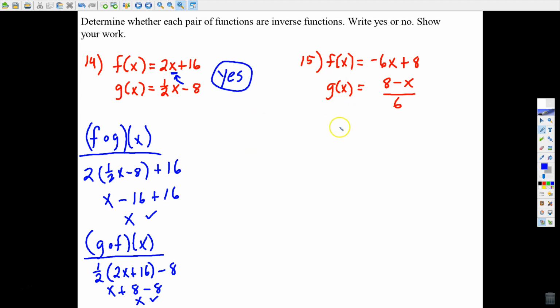Okay, same thing on number 15. We'll start with f of g of x, inputting g, the g function, into the f.